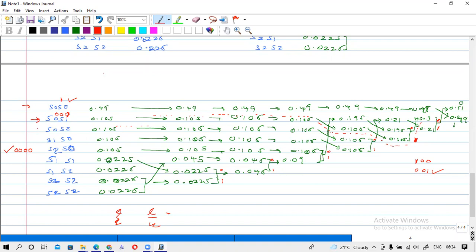This is 1, this is 3, and this one will be again a 3 bit. This also will be 3 bit, and this one again will be a 3 bit. No, this one will be a 4 bit length. Please tell me if I am wrong.